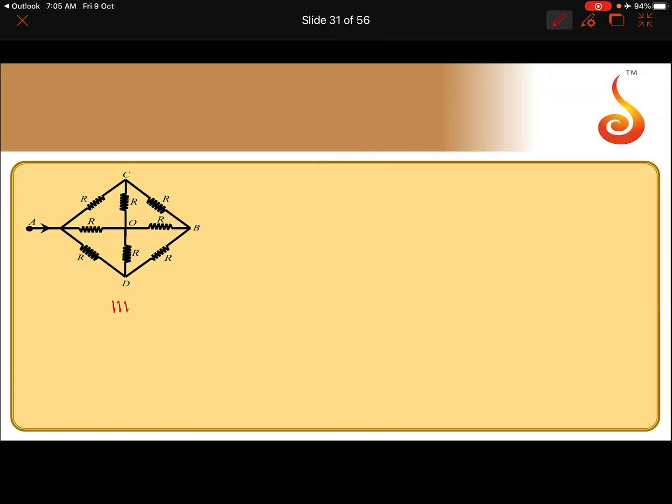I can rewrite this as, see, this is point A. From here I have these two resistances as it is. So this is point C as well as D. So there is R and R in parallel. This will become R by 2. So this is O between C and O, R and R in parallel. This is R by 2. These two put together R by 2. These two put together R by 2. These two put together R by 2. So that will become one more R by 2.